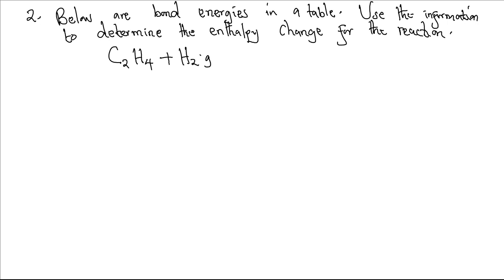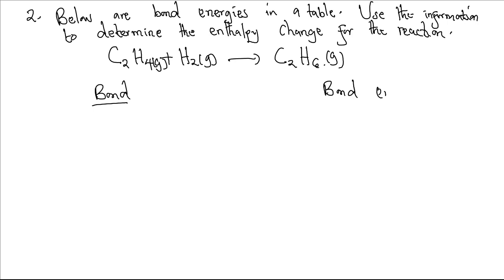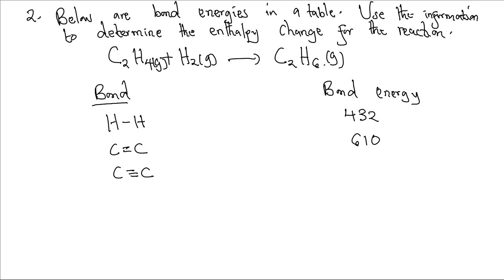undergoing hydrogenation to form ethane. That is C2H6. The bonds that we're given and the energies, bond energy in kilojoule, that is hydrogen-hydrogen bond, 432, carbon-carbon double bond, 610, carbon-carbon triple bond is 835, carbon-carbon single bond is 346, carbon-hydrogen is 413.